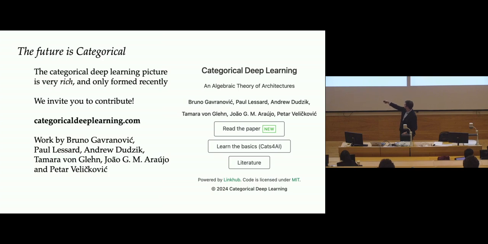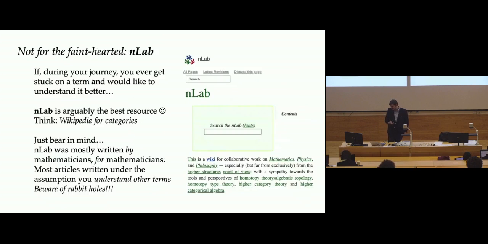Please go to categoricaldeeplearning.com if you're interested in any of this, and there you can find our paper on the arXiv, the Cats for AI course, which we've given in preparation to doing this work together, which covers the basics of category theory for machine learners. And also, there is a very neat GitHub, which has lots of paper pointers to all the ways applied category theory has been used for deep learning so far. This is joint work with Bruno Gavranovic, Paul Lessard, Andrew Dudzik, Tamara von Glehn, and João Araújo. And yeah, I'm really looking forward to seeing what you make of this.